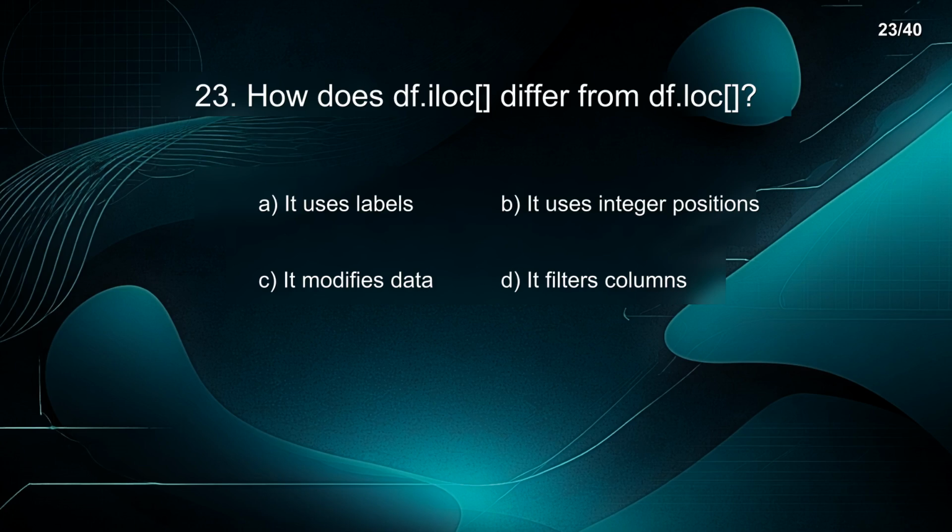23rd question. How does df.iloc differ from df.loc? A. It uses labels. B. It uses integer positions. C. It modifies data. D. It filters columns. Correct answer is B. It uses integer positions.